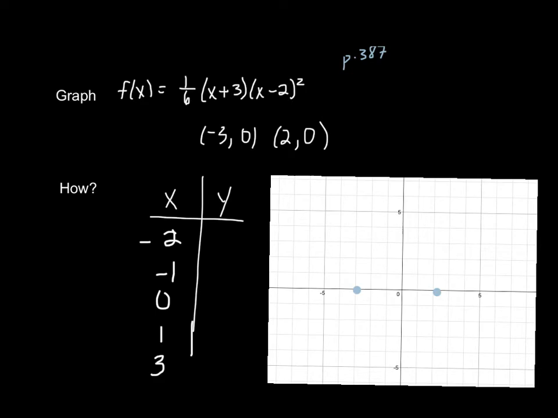So we plug this into this equation, and for our y values, we get 8/3, 3, 2, 2/3, and 1. So we can plot all of these points. So next, let's connect our points. And this is the graph of our polynomial.